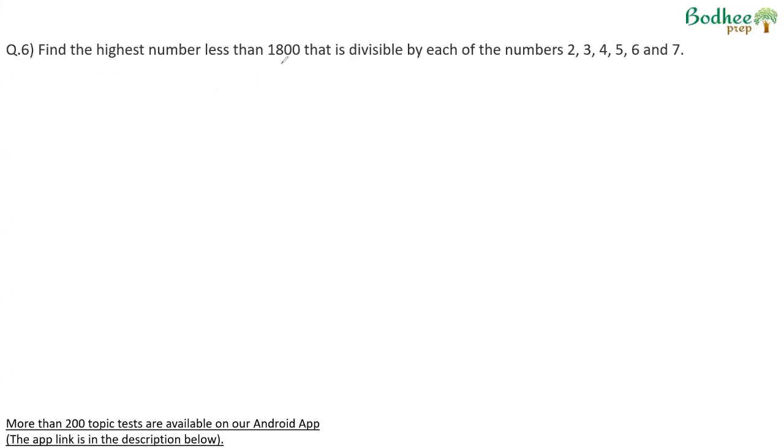Find the highest number less than 1800 that is divisible by each of the terms 2, 3, 4, 5, 6 and 7. So let us first find the lowest number which is divisible by 2, 3, 4, 5, 6, and 7. That will be the LCM. LCM of 2, 3, 4, 5, 6, 7 will be 2 into 3. For 4, we need 2 into 2, 4. 5 is there. 3 into 6 is there, 7.